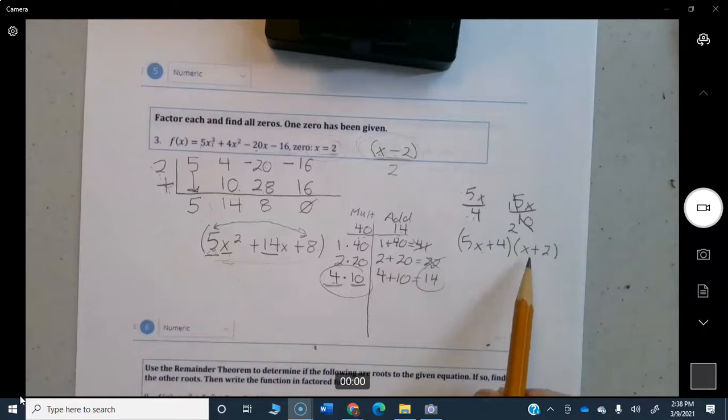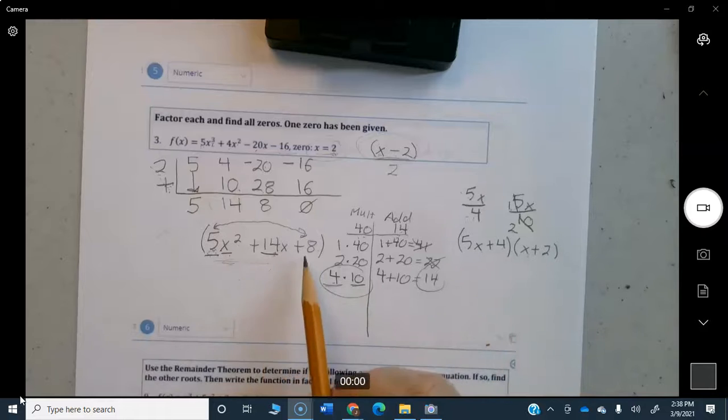5x times x is 5x squared. 5x times 2 is 10x. 4 times x is 4x. 10x plus 4x is 14x right there. And 4 times 2 is 8 right there. So this does work. Okay, so still not at our final answer yet.